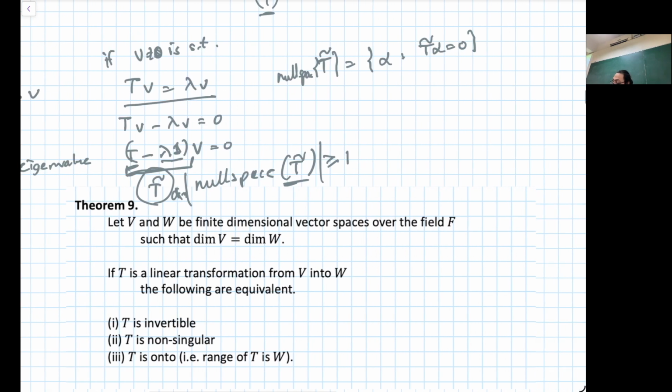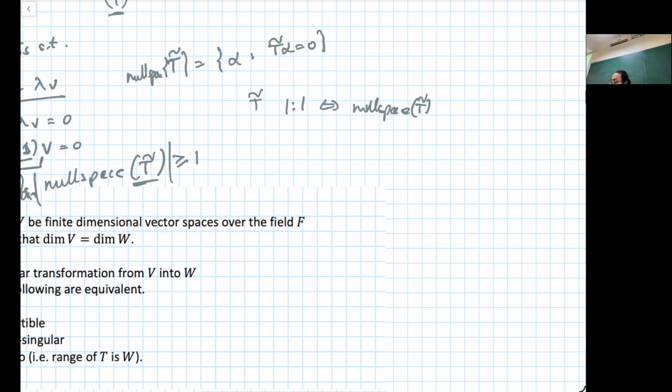And we remember that for a linear operator, being 1-to-1 was equivalent to saying that the null space is 0. Do you remember this? Because if this doesn't happen, you can take the difference. If there are two distinct vectors that are mapping to the same thing, you take the difference, and that belongs to the null space.